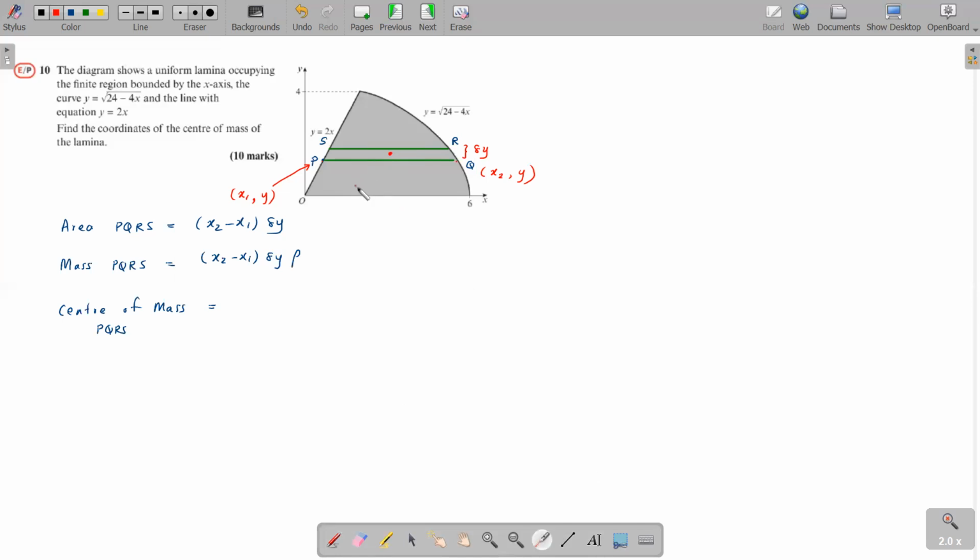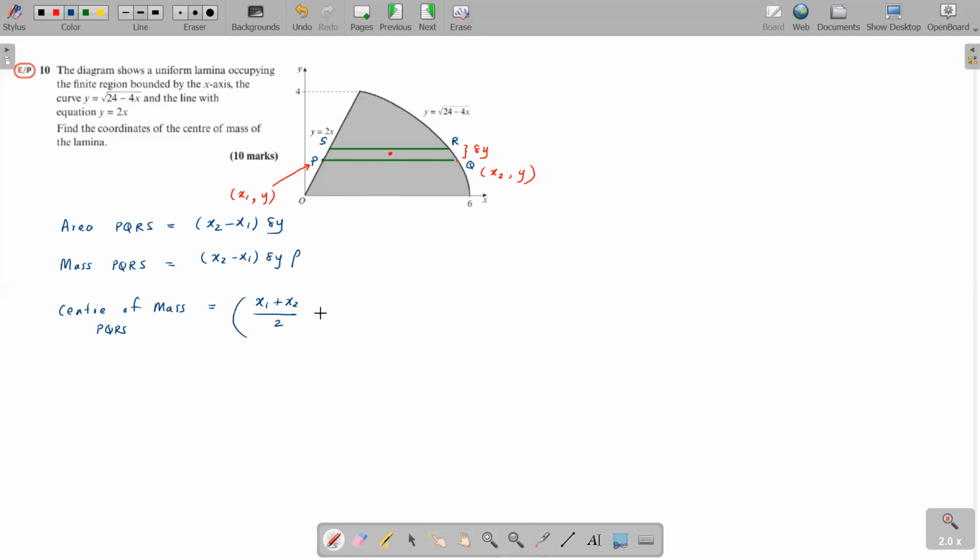The x coordinate, to get the midpoint, you add and divide by 2. Remember, you add and divide by 2 because you need the coordinate measured from the origin. So that's going to be (x1 plus x2) divided by 2. Is that okay, guys? You add and divide by 2.